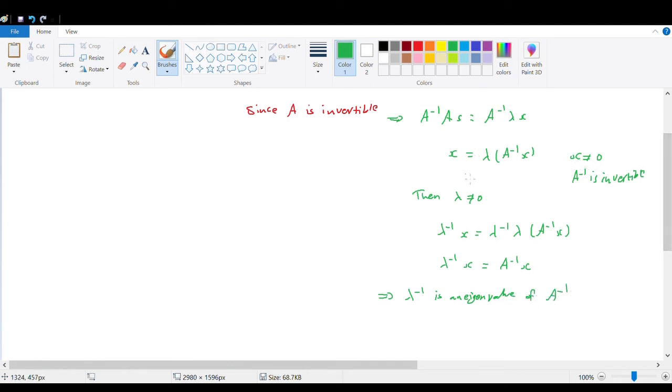Here, why do we say that lambda is not equal to 0? Because we cannot divide by 0. Because lambda power minus 1 is just 1 over lambda, and we want to divide by lambda, that means lambda should be not equal to 0.